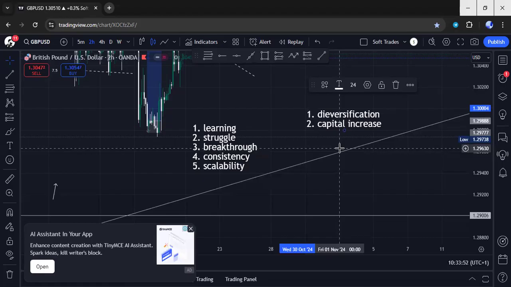Each time you try to skip any stage, let's say, for example, you are in your struggle stage and you try to get $10,000 capital, something will definitely happen. It will take you back to your learning stage, because you start doubting everything you know, then start learning from scratch again. So that is it, guys.